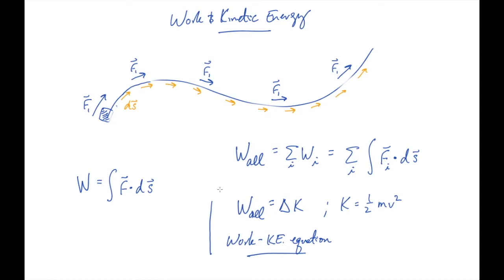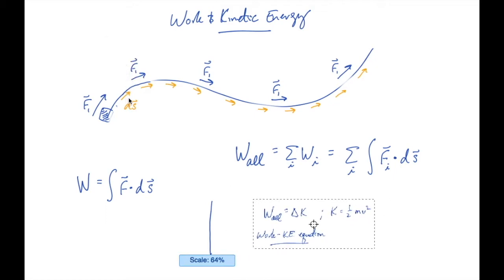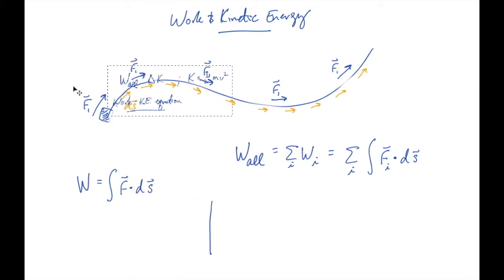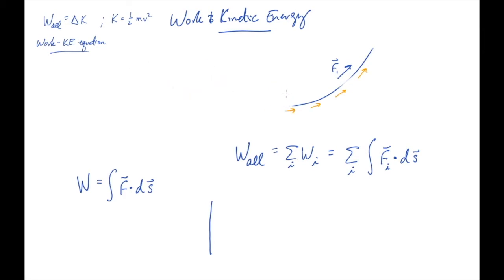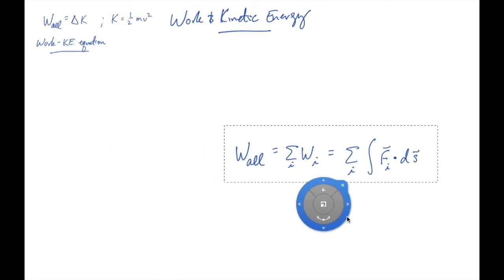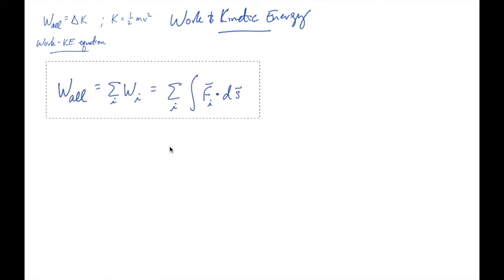So what I'm going to do is move this stuff up to the top so that we have some room to work. I'm going to shrink it and move it up here. That's the result that we're after, the Work-Kinetic Energy theorem. The rest of this I'm going to get rid of, except for this over here, which is going to be our starting point. So let me move it up here, and we'll start our derivation from there.